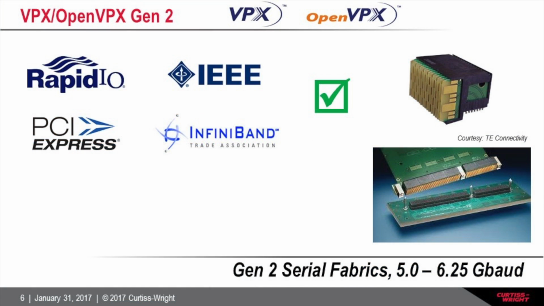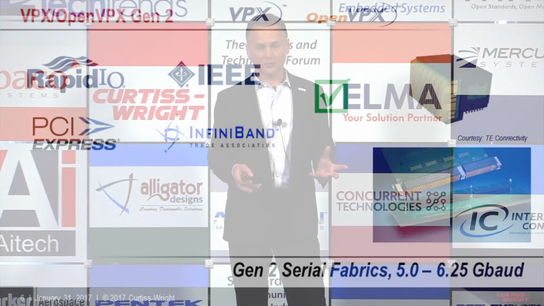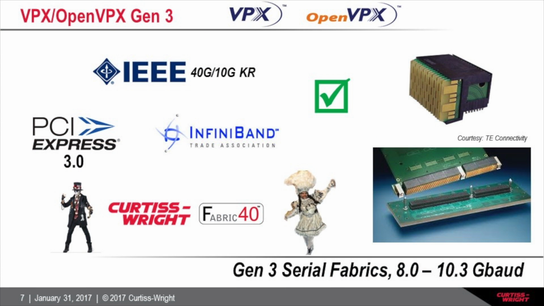Moving on to Gen 2, with fabrics like Serial Rapid I/O Gen 2 and PCI Express 2.0, which run at 5 to 6.25 gigabaud. It can still be implemented, but now we're at the advertised limit of the connector, so we need to start paying a little more attention. Fast forward to Gen 3 with fabrics like 40 gig, 10 gig KR, and PCI Express 3.0, and the hoodoo and gris-gris need to come out. That's really the point at which we need to start paying a lot more attention to design rules.